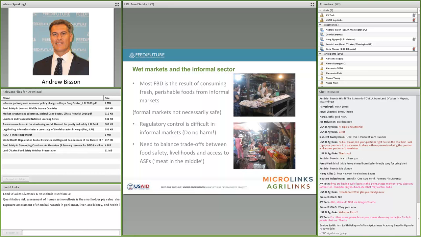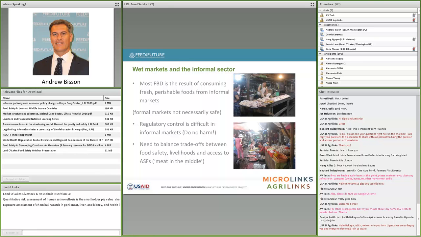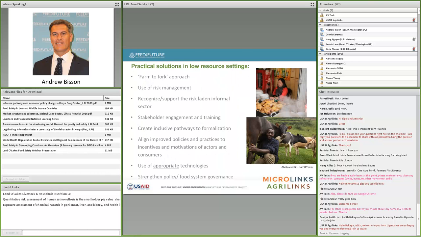Whilst today's topic is focusing on food safety, there's a need to be mindful and to balance between the multiple desirable outcomes and competing priorities that face us as development workers. Improving food safety, yes, but also we must preserve access to affordable and nutritious food and support livelihoods of those producing that food.